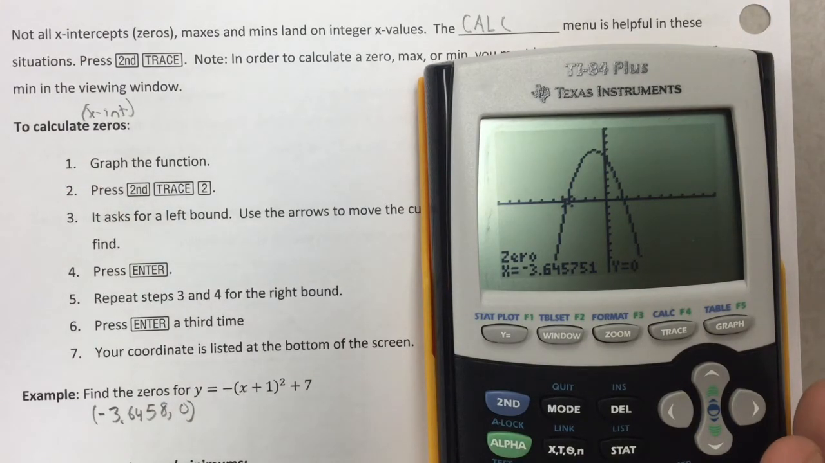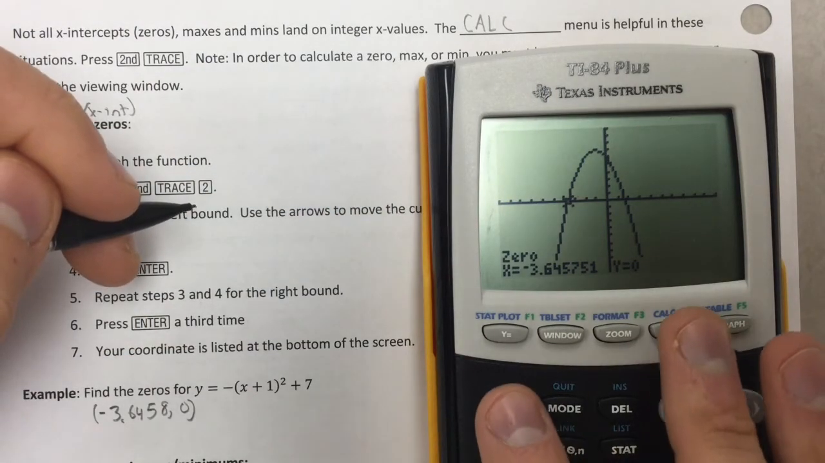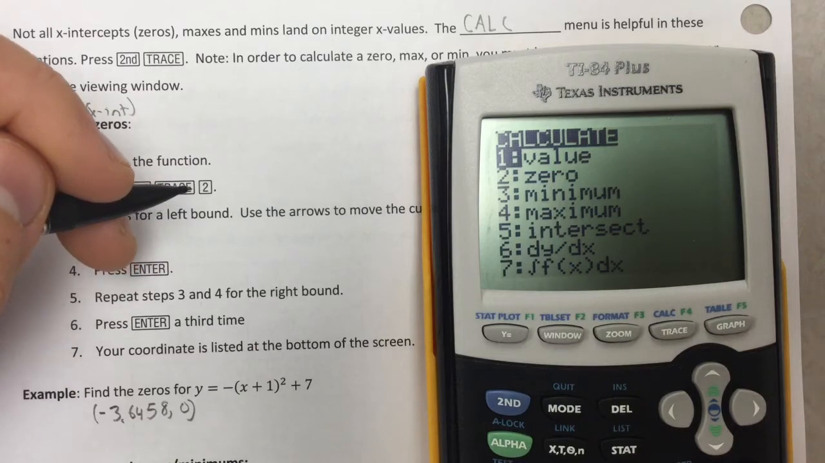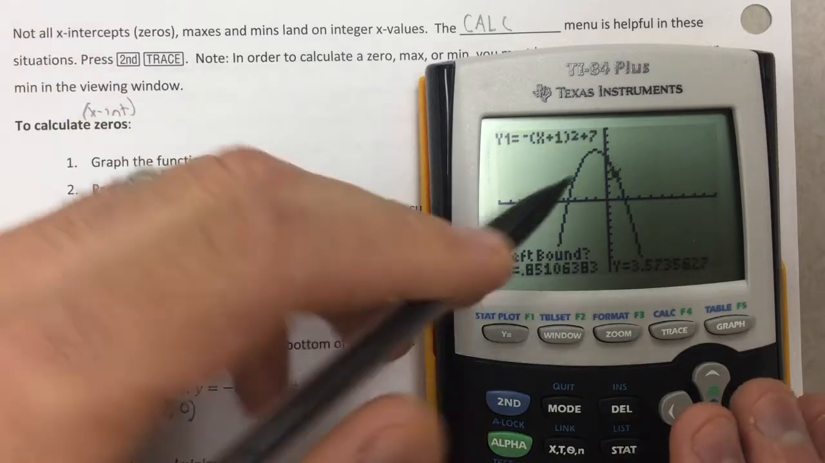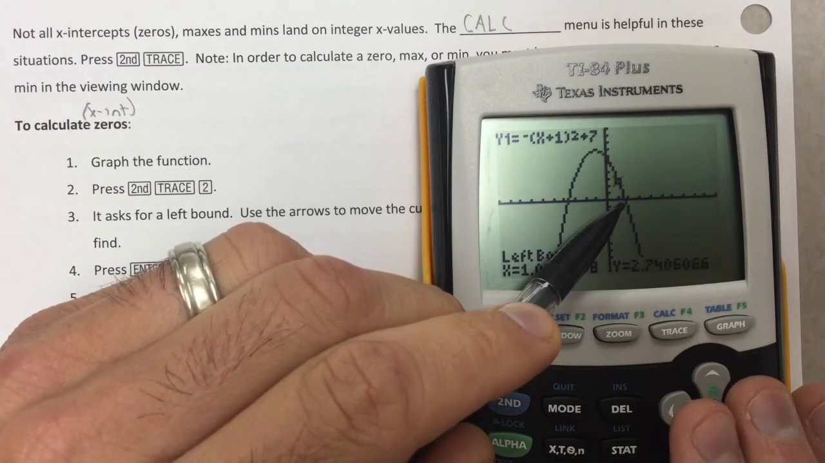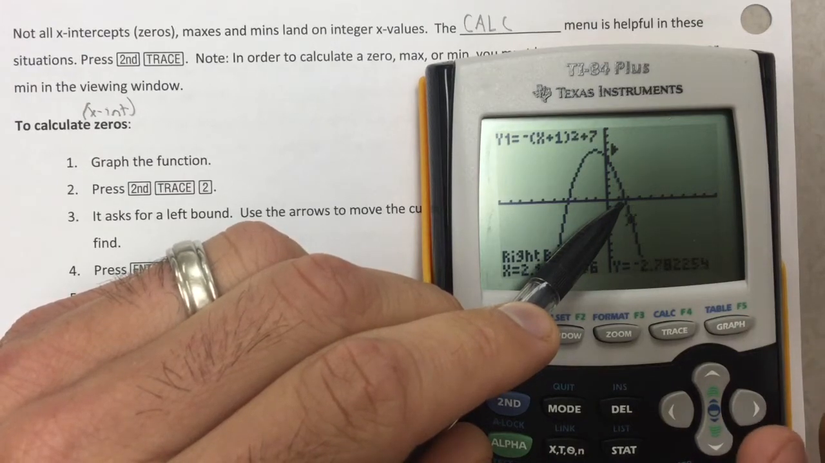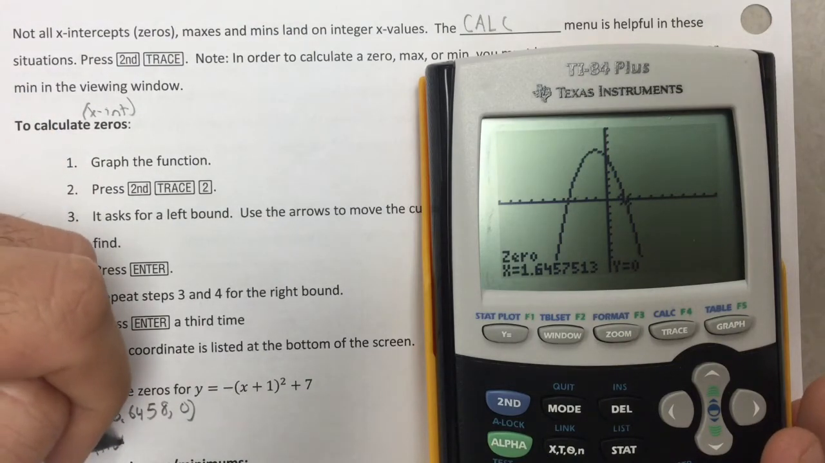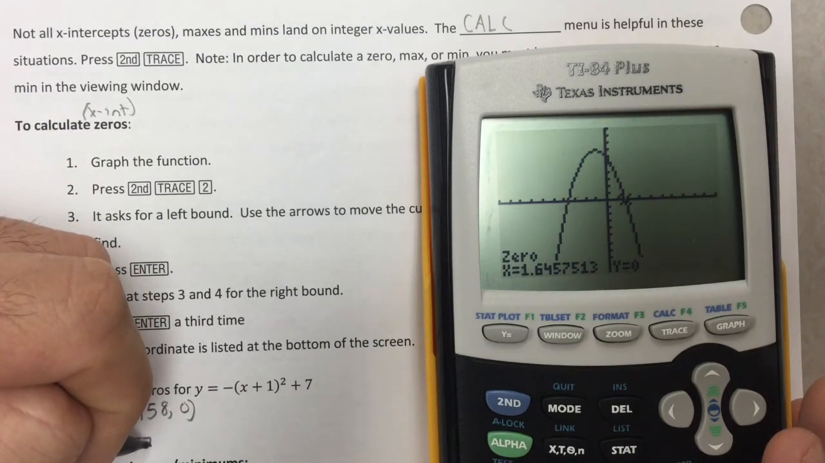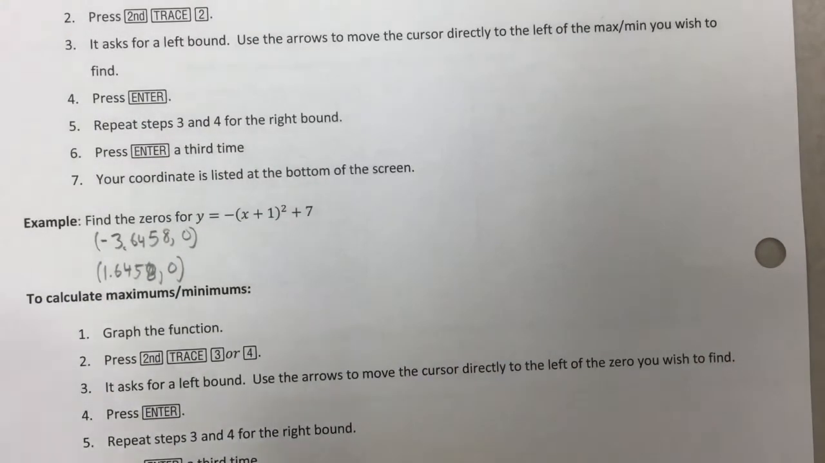All right, try doing the same thing for the other root there. So again, we would press second calc, 0. Now it says left bound, so I know to make sure I'm to the left of this x-intercept, which is going to be right here. It's going to be above the graph, the intercept. And then right, so I got to go to the right of it. You always press enter when it says guess. And my other one is 1.6458, comma 0. All right, so that's find the x-intercepts.